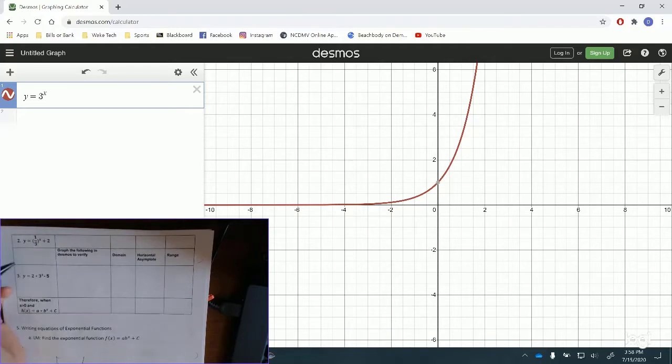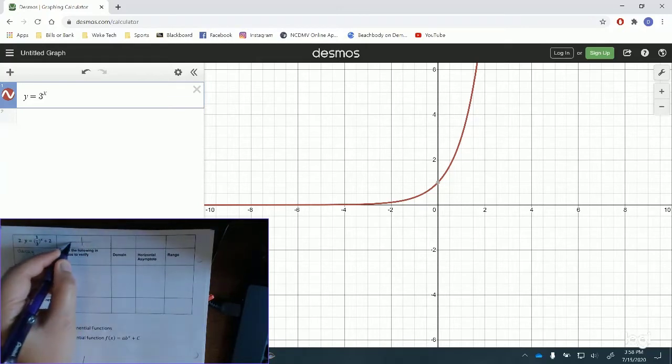Okay, the second one, let's see if you can do this by yourself. So just think about it. y equals 1/3 to the x plus 2. Okay, that's going to be decay. So that graph is going to look like that.